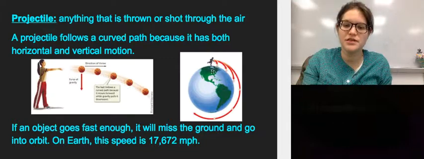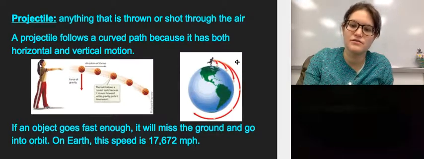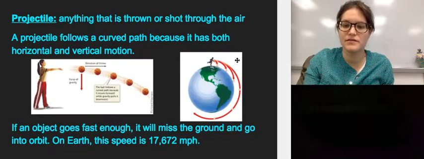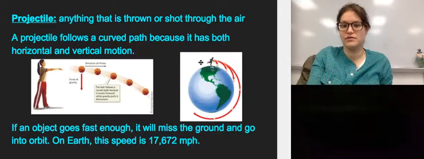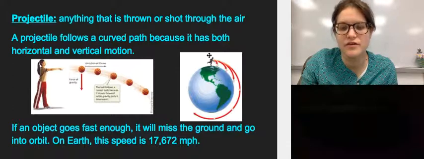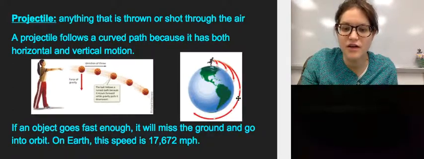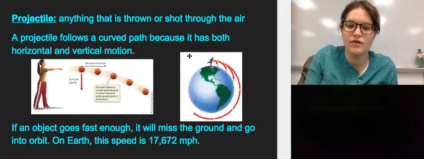Now, if you throw an object fast enough, you can actually throw it so it goes all the way around the Earth. And that's what orbit means. Orbit is when something is going fast enough that it keeps missing the ground. So you can see this person threw it and it got a little bit further, and then a little further. And then finally it goes far enough that it's falling at the same rate that the Earth is curving, so it can go all the way around.